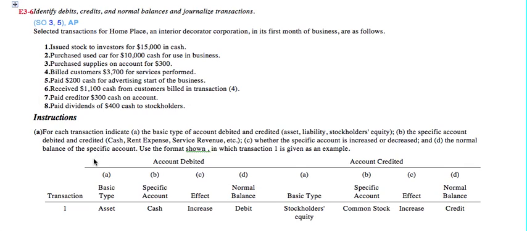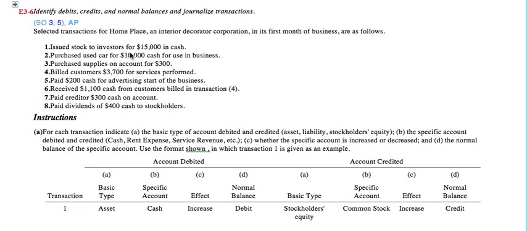The instructions for each transaction indicate A, the type of account debited and credited: asset, liability, or stockholders' equity. B, the specific account debited and credited: cash, rent expense, service revenue, etc. And C, whether the specific account is increased or decreased. And D, the normal balance of the specific account. Use the format shown, in which transaction 1 is given as an example.